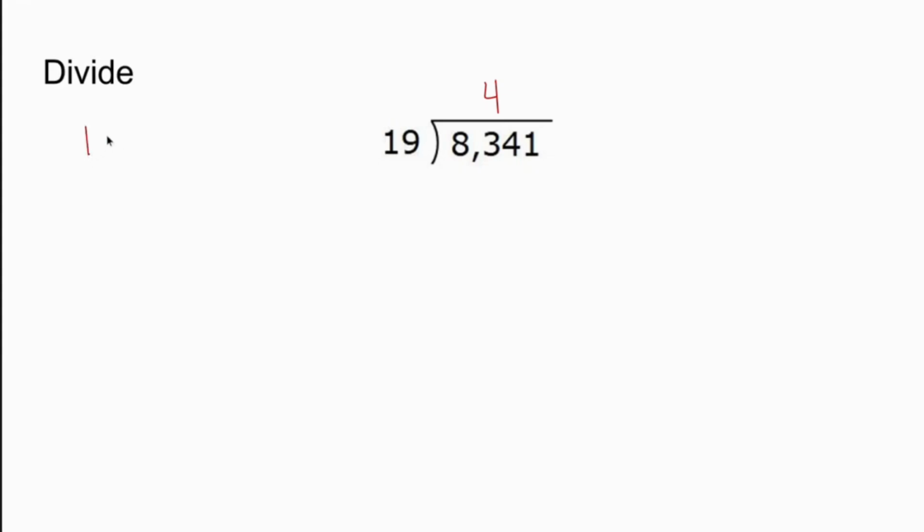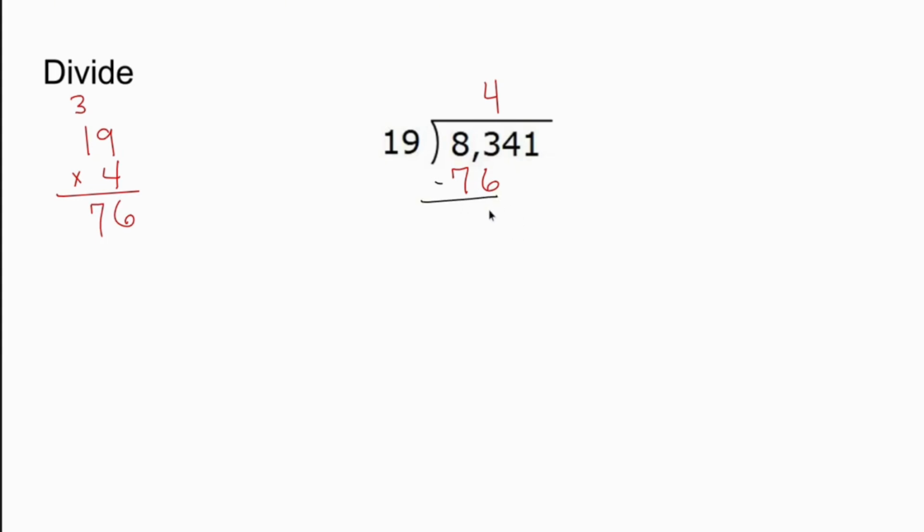I'm going to go off to the side and find out what 19 times 4 is, because that's going to be the next step. So 4 times 9 is 36. Write out your 6, carry the 3. 4 times 1 is 4. 4 plus 3 is 7. So we get 76. Now we subtract.